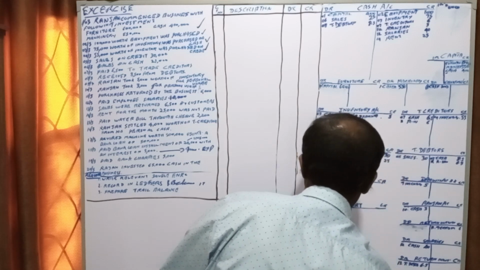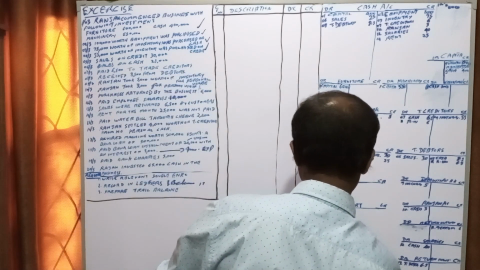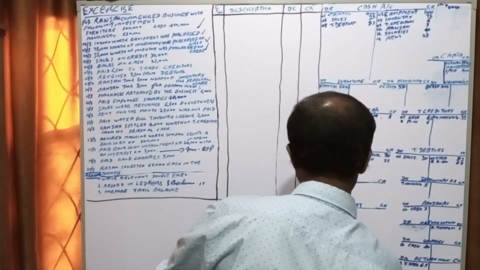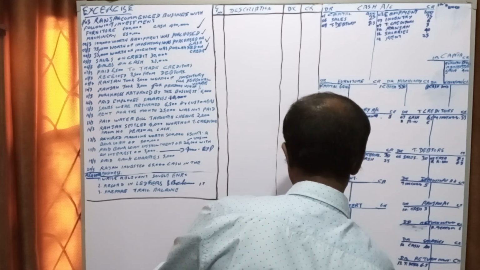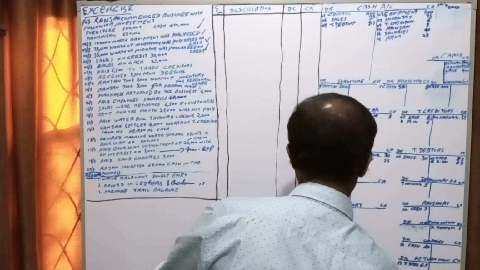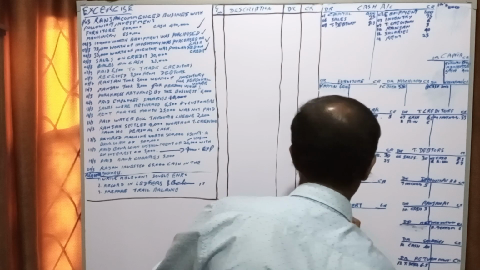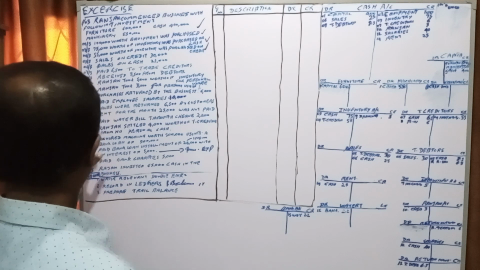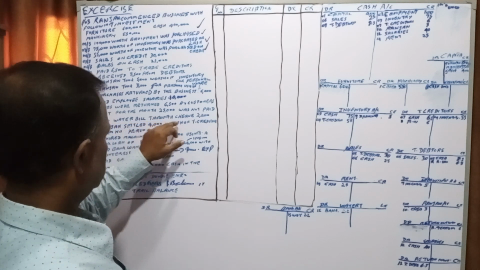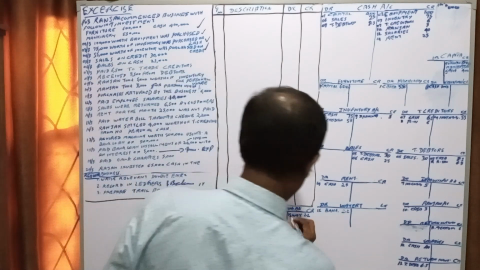So the water says we have paid water through bank check, 2,200 on 15th of March. So credited to the bank, 2,200 on 15th, water. Here we'll say bank. Okay, paid water bill through check 2,200 on 15th. Understood?